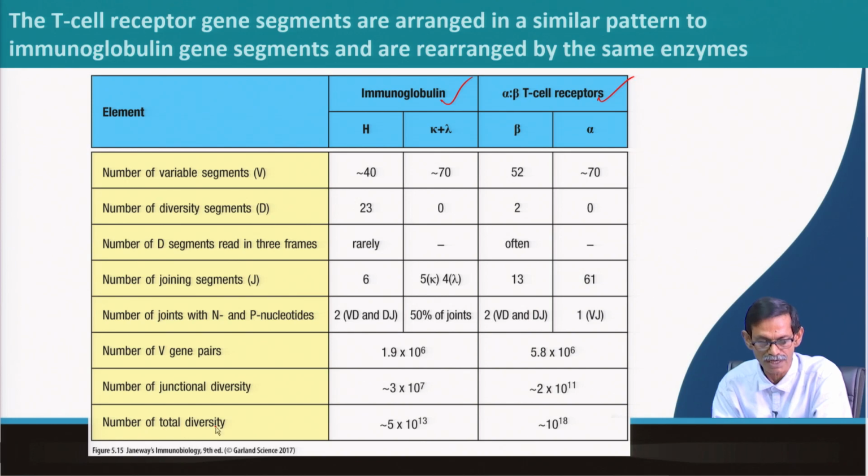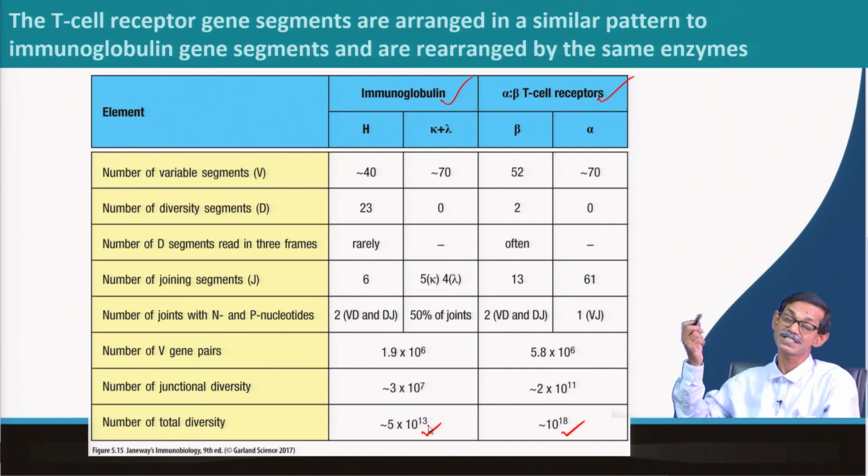Finally, the total diversity after junctional diversity is 5 times 10 to the 13 in the case of immunoglobulin. In the case of alpha beta T cell, because this number is much higher, and the junctional diversity is also very high, it is 10 to the power 18. Here, in the case of 10 to the 13, somatic hypermutation is not calculated. So, this is the number of possible receptors one person can have, among which many are very similar to or against our own protein, or self protein. Those will be deleted. Those who finally survive and circulate in our peripheral blood, that is enough.